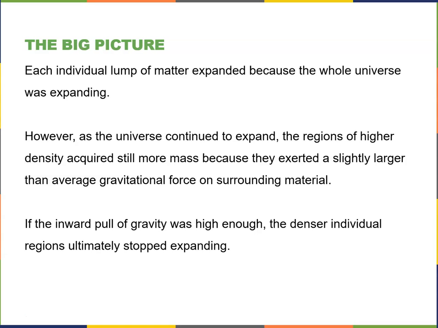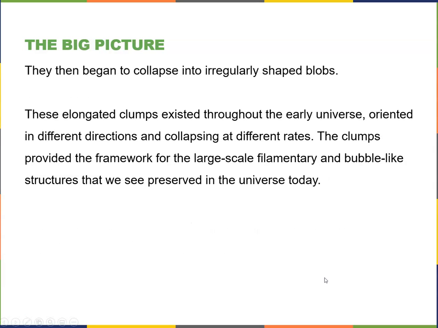However, as the universe continued to expand, the regions of higher density acquired more mass because they had a slightly larger than average gravitational force on the surrounding material. So if the inward pull of gravity was high enough, the denser regions stopped expanding. They then began to collapse into irregularly shaped blobs, and that is the word that astronomers use to describe this.